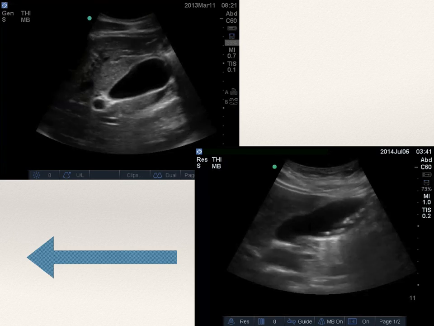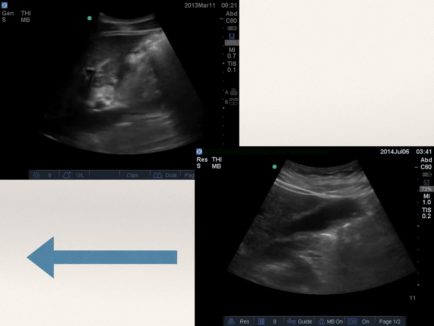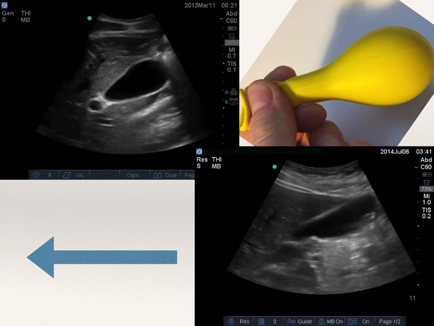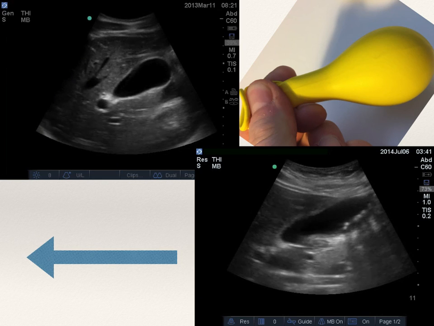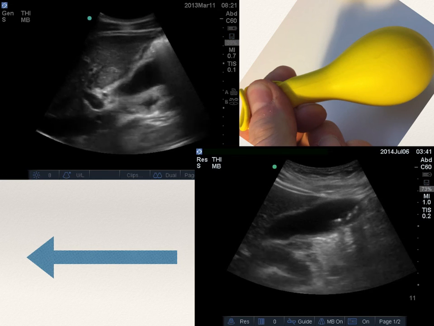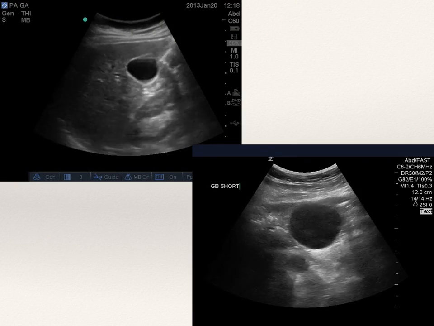In both cases, again, patient's head is pointing toward the left side of the screen, and just to orient ourselves with that partially deflated gallbladder or balloon, this is how it appears. So whatever position we need to be in to get the long view of the gallbladder, we are now going to rotate 90 degrees counterclockwise to get the short axis views of the gallbladder.